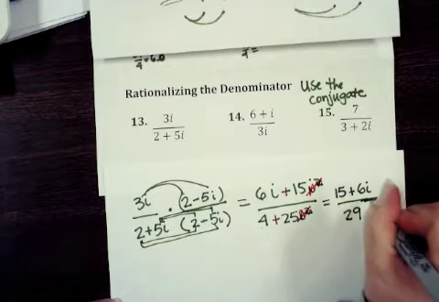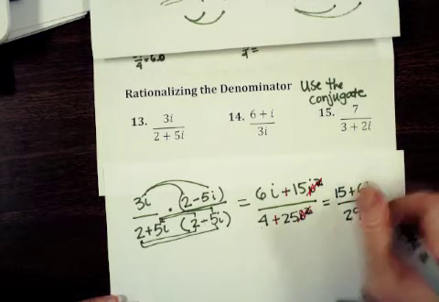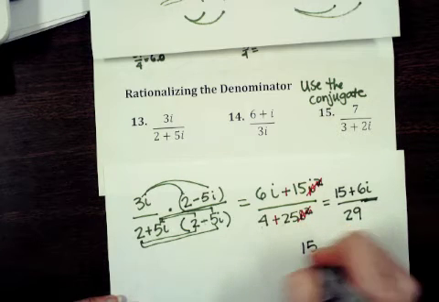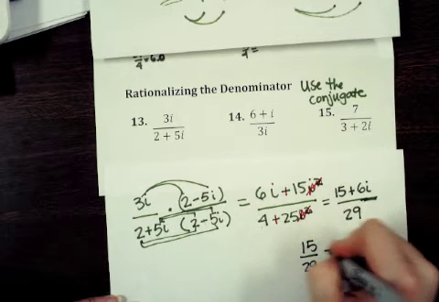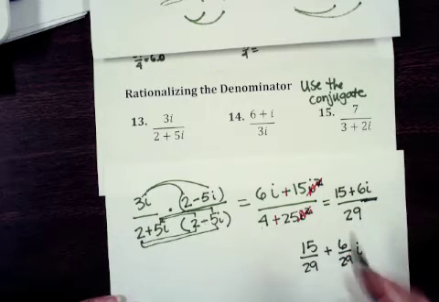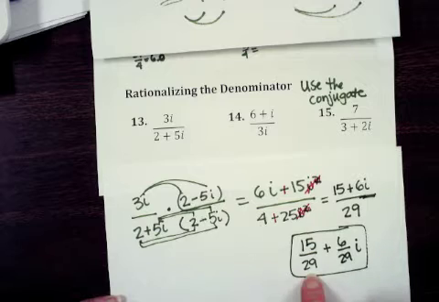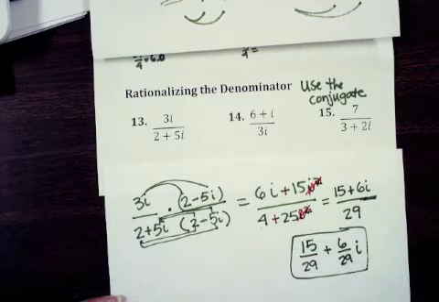And that's how I'm okay with you leaving your answer. Sometimes you'll see this split, though, where you'll see the final answer is 15 over 29 plus 6 over 29i. And I think that's how our book leaves it. So I want to make sure you understand that these are the same things. Okay, so let's look at number 14.